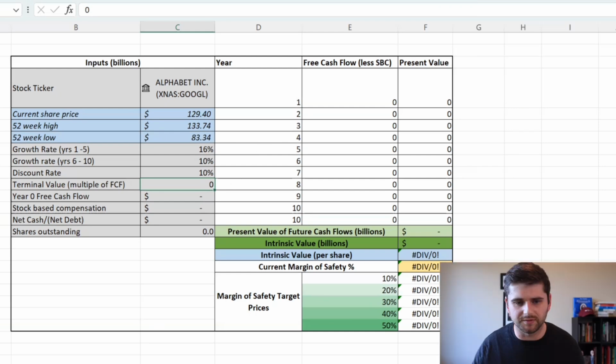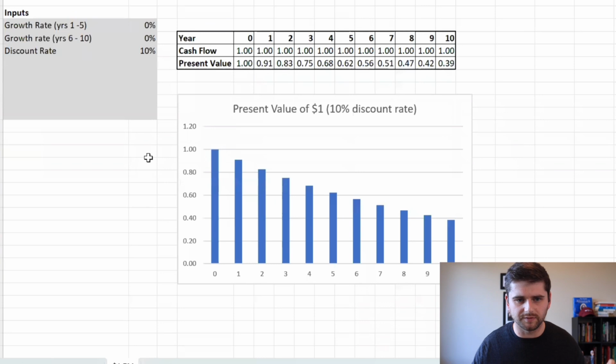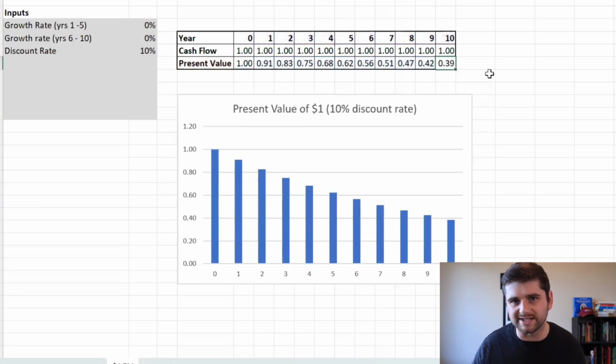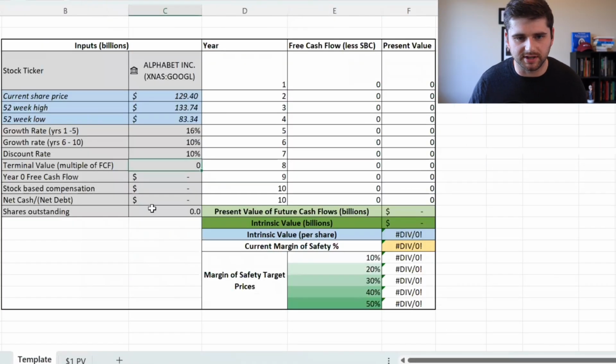And just as a bit of a visual representation of what discounting cash flows actually does, this graph here shows the present value, so the value today of $1 of annual cash flows discounted back at 10%. And you'll see, just as an example, that $1 produced in 10 years is only worth about 39 cents to us today using a 10% discount rate. Okay, jumping back to our discounted cash flow, our next input here is a terminal value multiple of free cash flow.